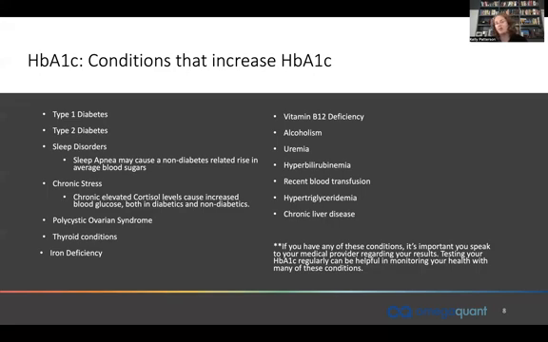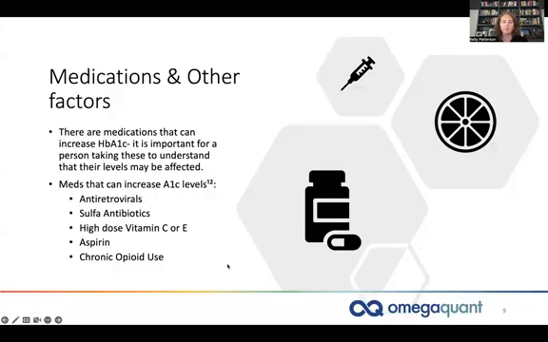Iron deficiency and B12 deficiency can cause rises in A1C. Alcoholism can cause rises and decreases depending on the severity. Things like uremia, hyperbilirubinemia, recent blood transfusions, hypertriglyceridemia, and chronic liver disease. If you have any of these conditions, it's really important to talk to a medical provider regarding your results, okay? So that it will help put that into context. But testing your A1C regularly, especially with something like PCOS or sleep apnea or stress or diabetes, can really be helpful in monitoring your health and taking control of your health.